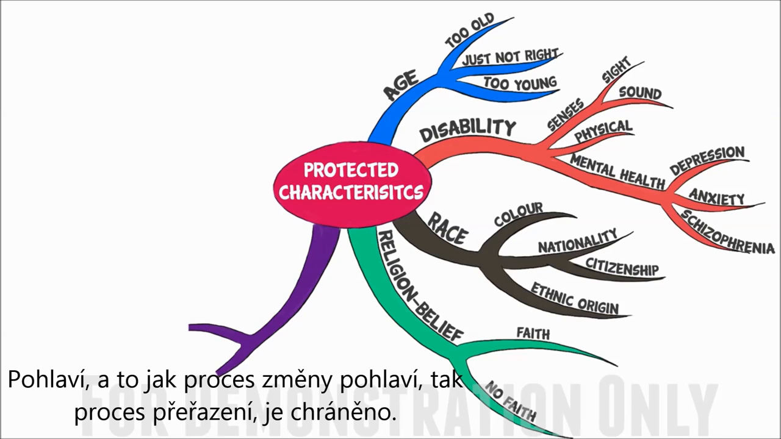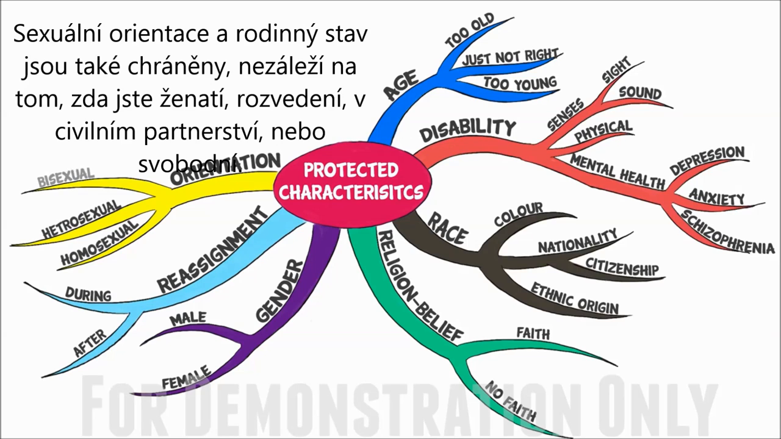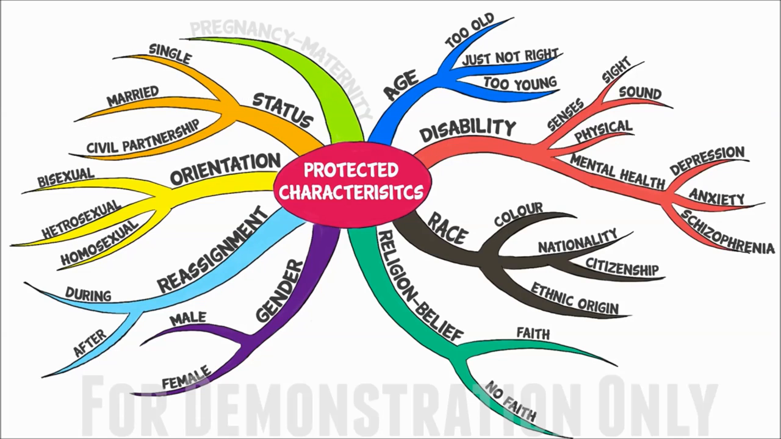A person's sex or gender, and also gender reassignment, both during and after the reassignment process, are protected, as is a person's sexual orientation and marital status, whether they are married, divorced, in a civil partnership or single. And finally, pregnancy and maternity.